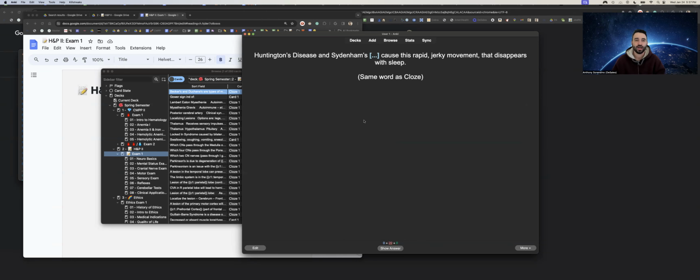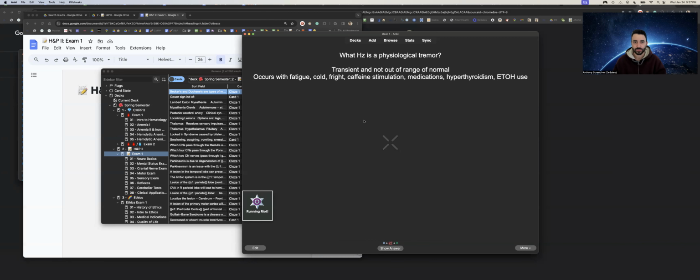Done. Huntington's disease and Sydenham's chorea cause rapid movements. Wait, no. Chorea, not dystonia. Chorea. Elderly can get this: oral facial dyskinesia, tongue protrusion, eye blinking, grimacing. Yes. What is a physiological tremor?